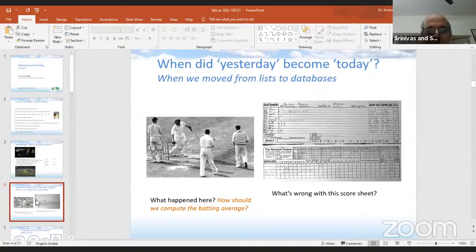As he entered to bat, his overall aggregate was 6996. And this would be his 70th innings. So as soon as he scored 4 runs, 6996 would become 7,000. So you divide that by that and you get 100, which would have meant that the batting average of Don Bradman forever and ever would have been 100.